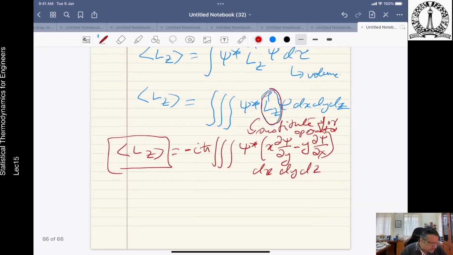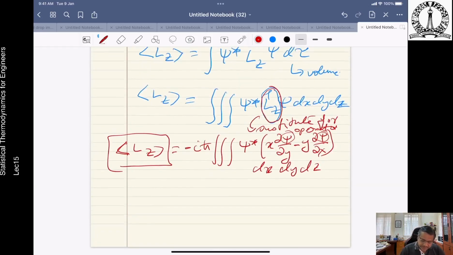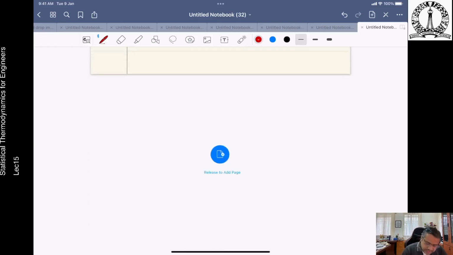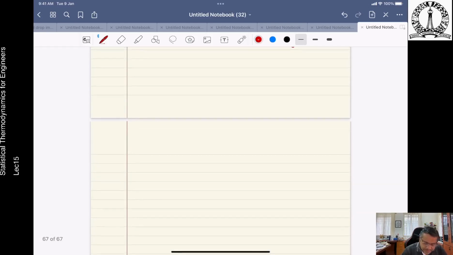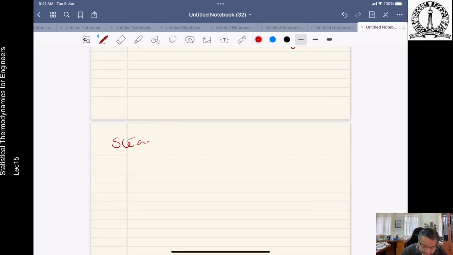So this gives us this enormous power that this is how you should solve. For example, if you want to find out the mean value of this component of angular momentum, then this is the way you calculate it. Remember, the operator is acting on the wave function. So here, okay. Now let us take the next topic.